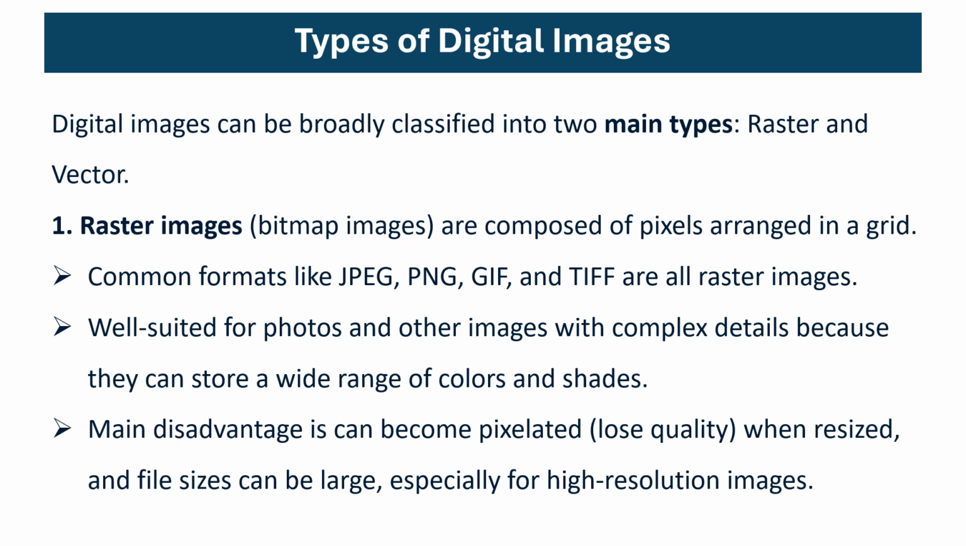The common formats of raster images are JPG, PNG, GIF, TIFF. These are all raster images. So when you see these file formats, they represent that the data stored in that file is raster images. Raster images are well suited for photos and other images with complex details because they can store a wide range of colors and shades.